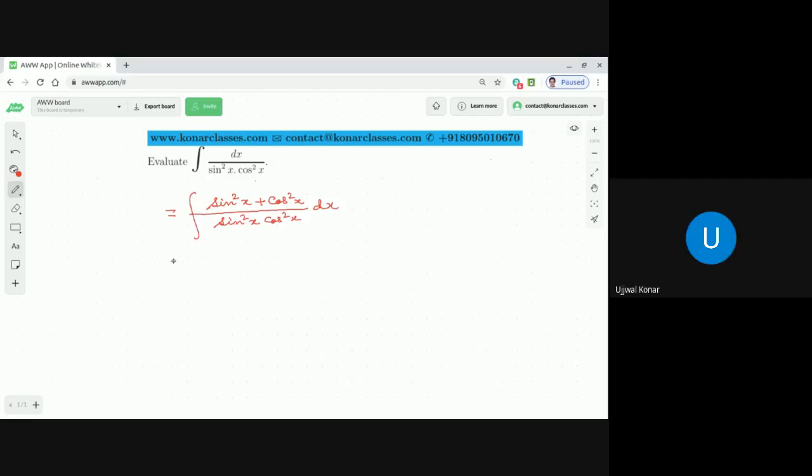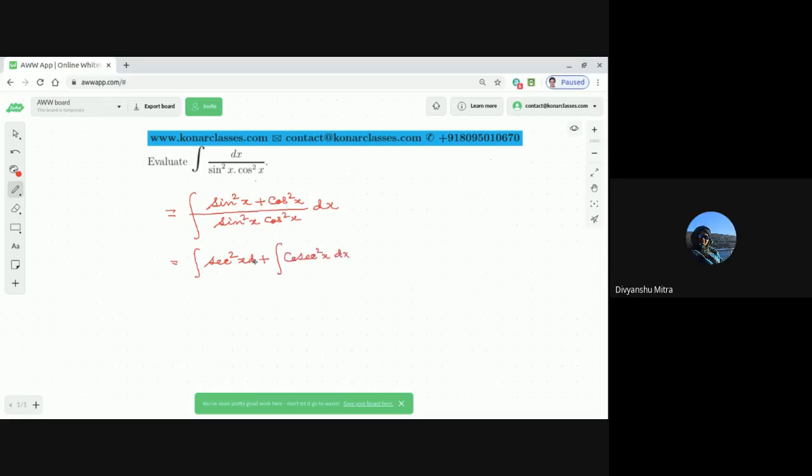So that is equal to, if you look into it, sine square x by sine square x into cos square x. That means actual integration of sec square x, plus integration of cos square x by sine square x into cos square x, that is equal to integration of cosec square x dx. Correct or not?